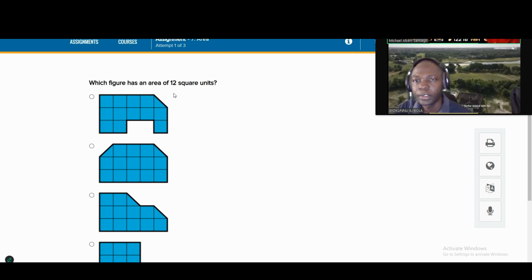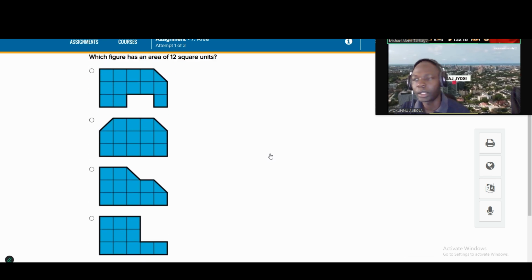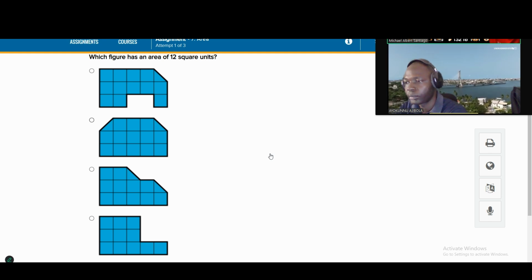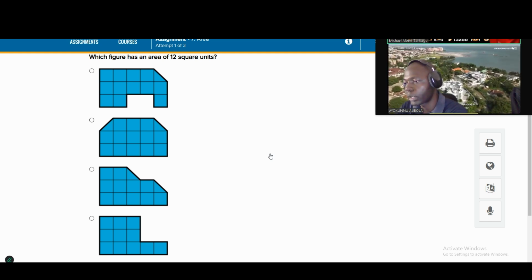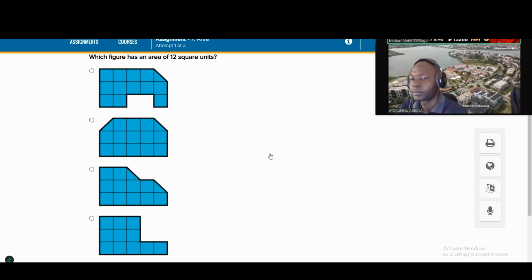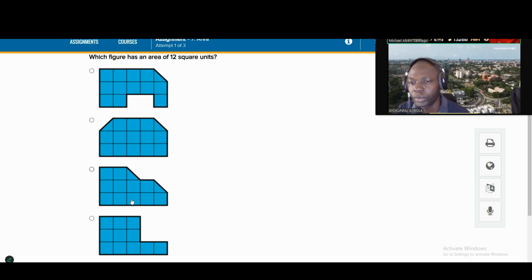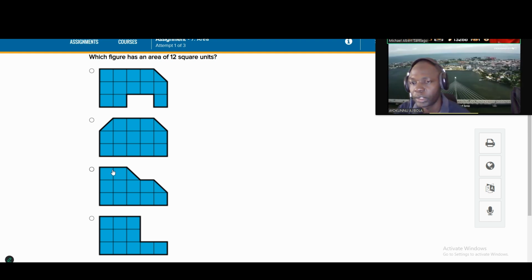Which of them has an area of 12 square units? The third option. Which one has 12? Count it. Count the one that has 12 for me. Okay. Which one has 12? So 1, 2, 3, 4, 5, 6, 7, 8, 9, 10, 11. Then these two.